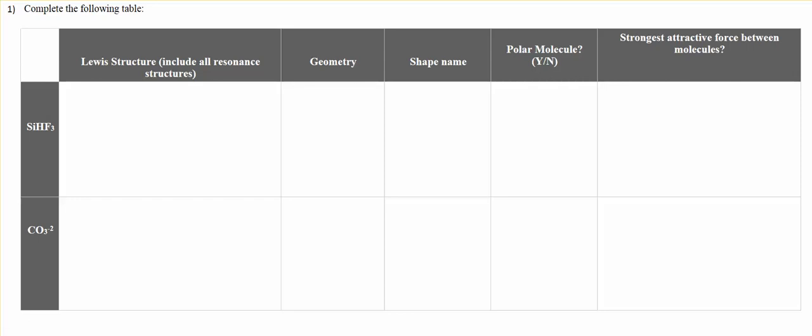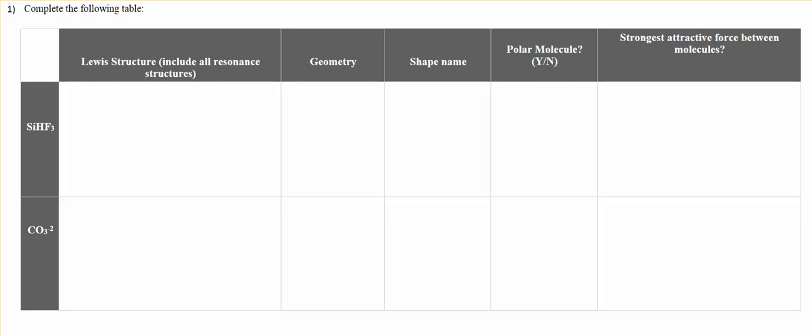Question 11 reads, complete the following table. This will require us to draw some Lewis structures, including any resonance structures, geometry, predict the shape of the molecule, predict whether the molecule is polar or not, and then indicate the strongest intermolecular forces between molecules.